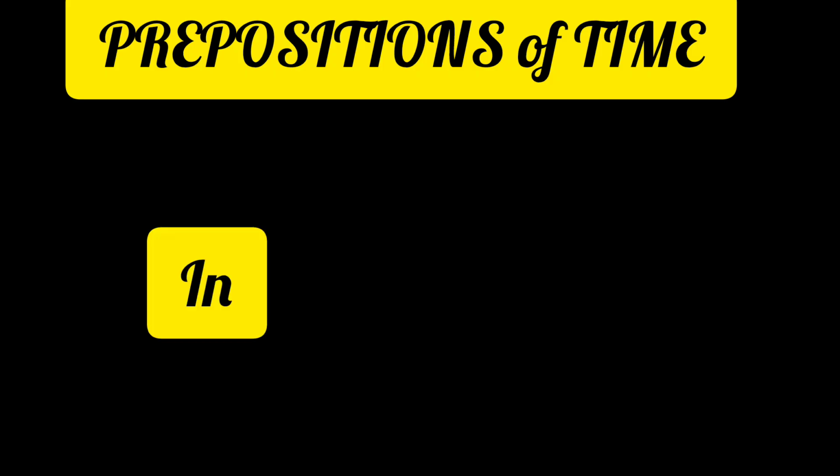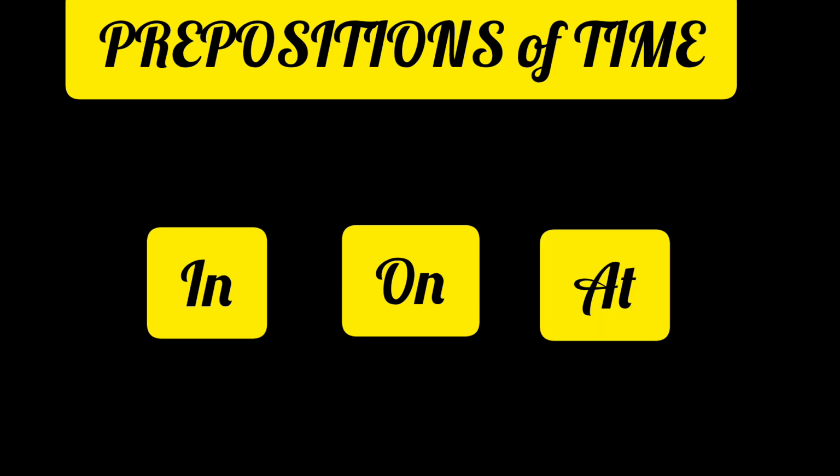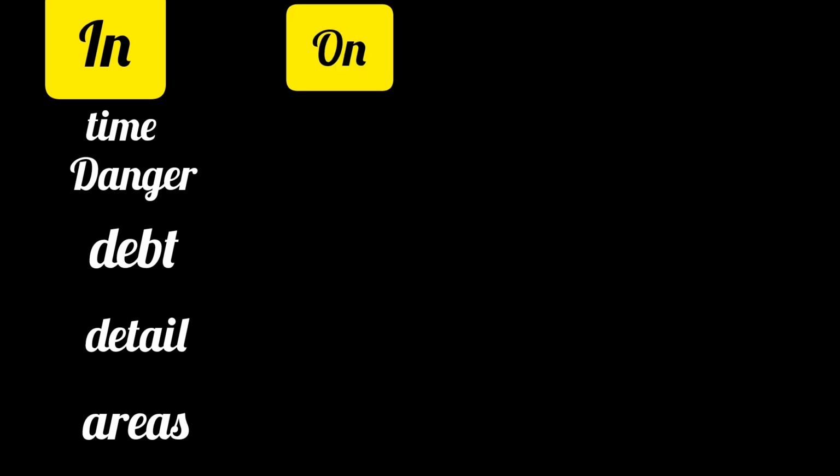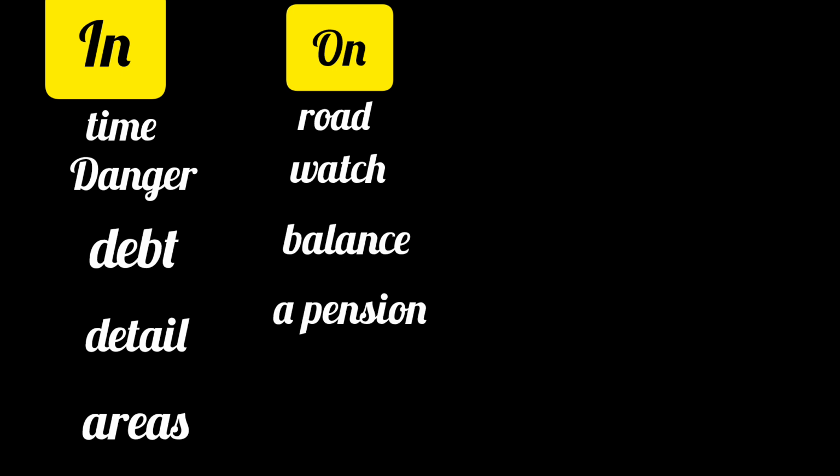Prepositions of time: in, on, at. In is used before time, danger, depth, detail, areas. On is used before road, watch, balance, a pension, a date, a trip.